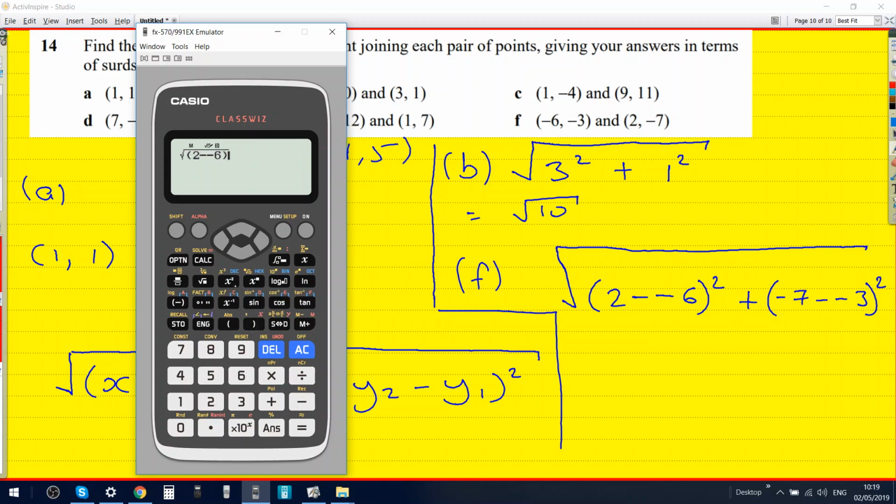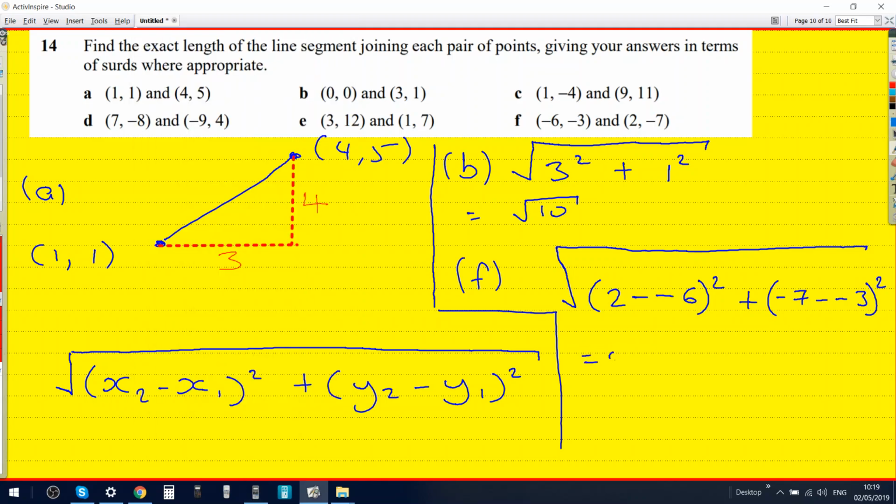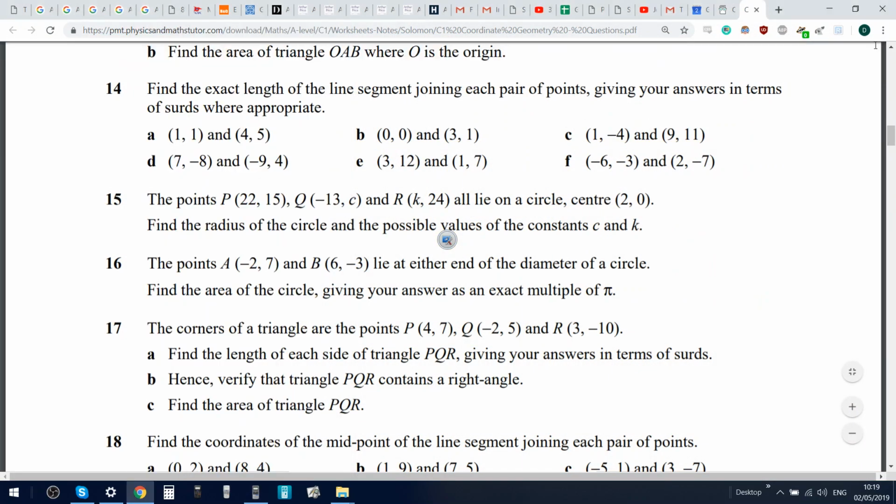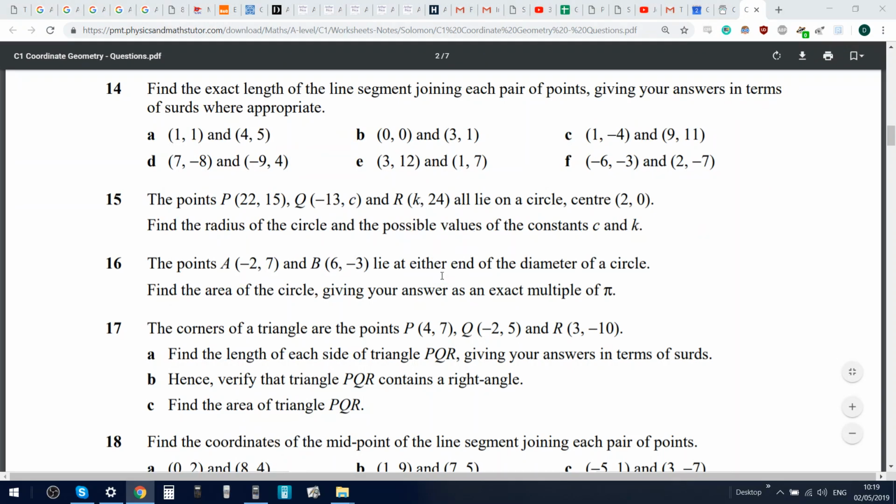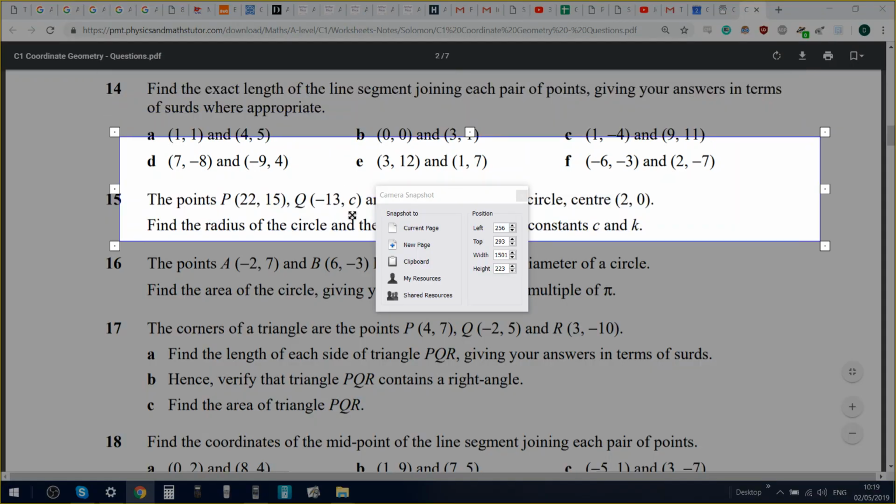Is it 4 root 5 the answer? I'm sure it is. Minus 7 minus 3. 4 root 5. There we go. Yeah. So it's basically just Pythagoras to find the length. Okay, how about this one?